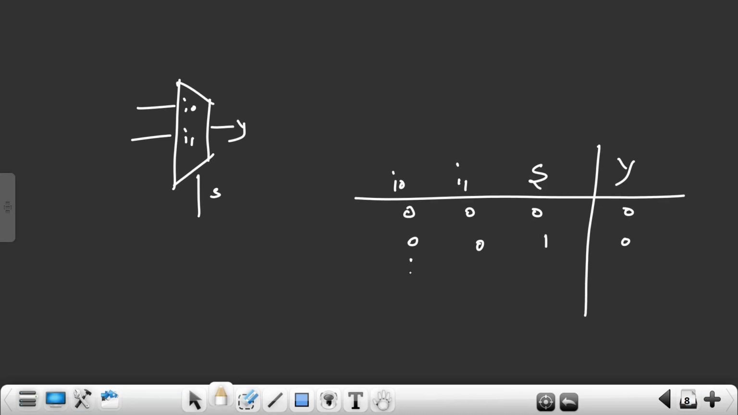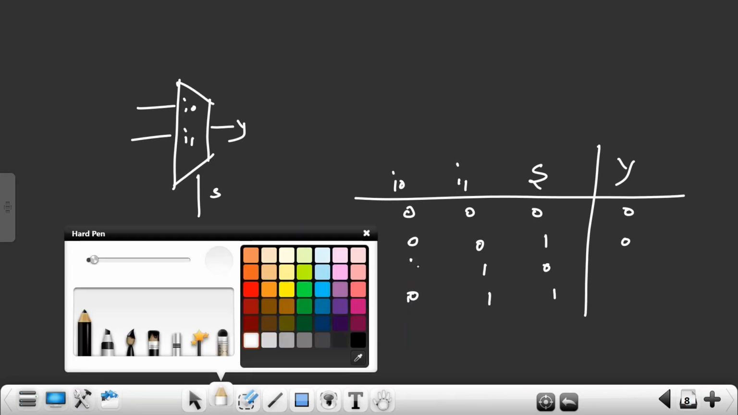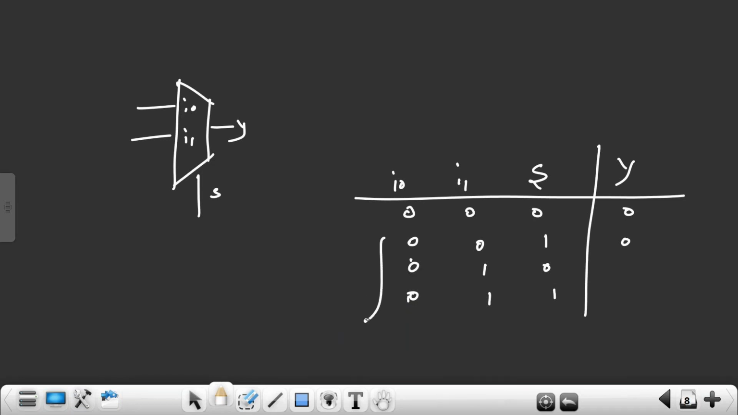So like that, how many combinations you will get? 0, 0, 1, 0, 1, 0, 0, 1, 1. So how many combinations you will get? You will get 8 combinations of input here. Which I can tell that I have 8 test cases to be applied. Correct? So here I have 8 test cases. This one thing is called one test case.